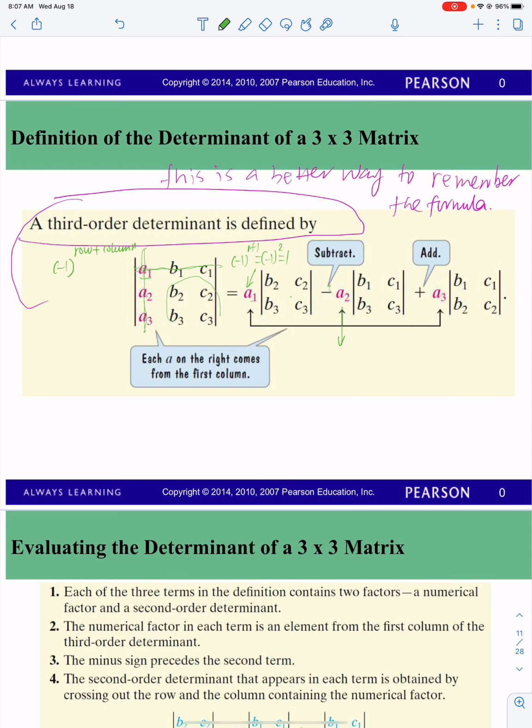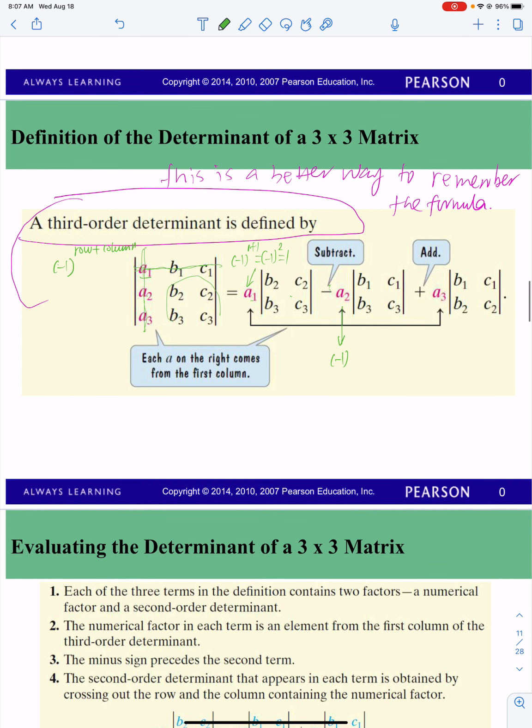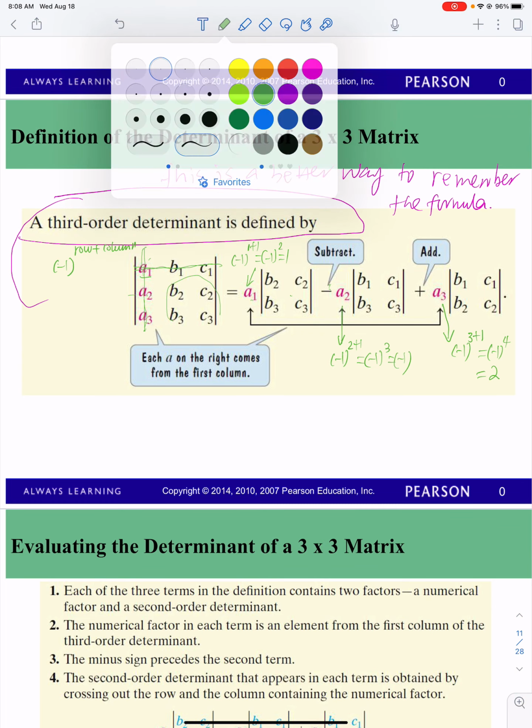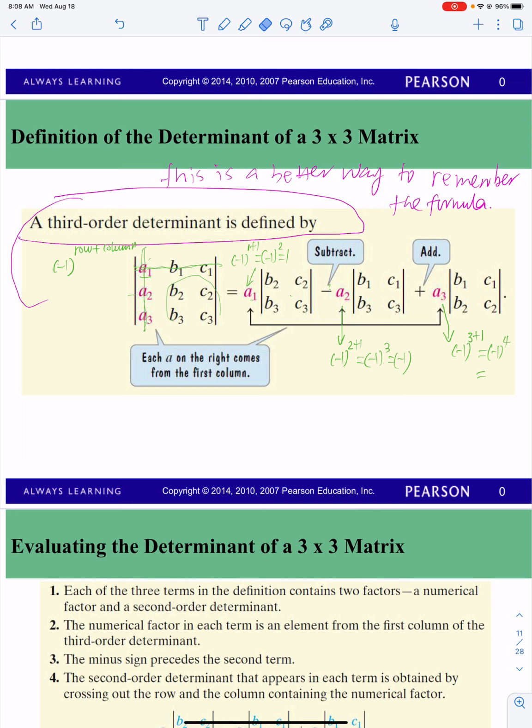For A2, what will be your row here? It's the second row. What is your column? The first one. So -1 to the 3, which will be what? -1. Are you with me? And similarly, what will happen for A3? It's -1 to the row plus column. What is row here? 3. What is column? 1. So it's -1 to the 4, which will be 2. Oh, no, not 2. Sorry. It's +1, yeah?